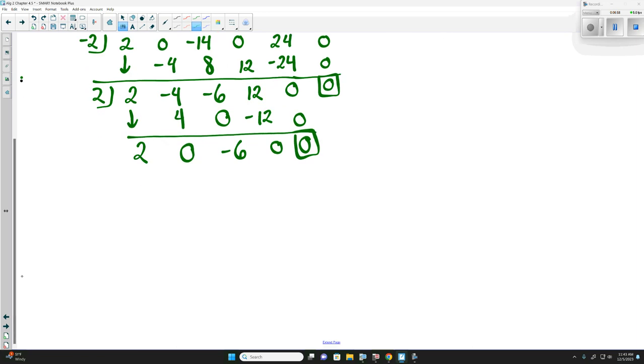So again, we found out the remainder of 0, which is what we expected because we know it is the solution.